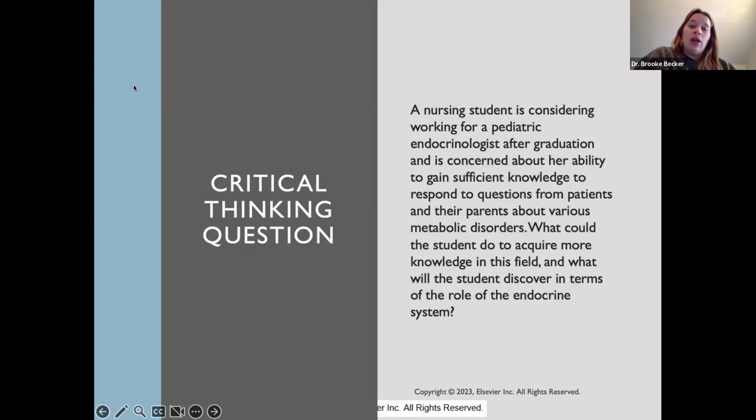And what do you think, as you're studying and learning about that, what do you think you would learn about the role of the endocrine system as far as how it affects the whole body?